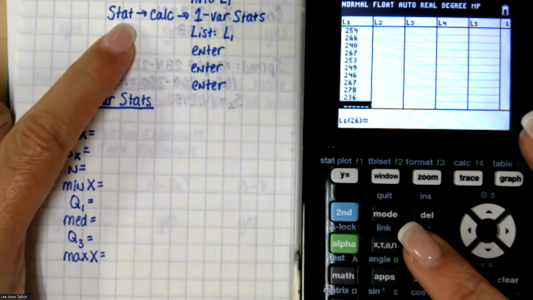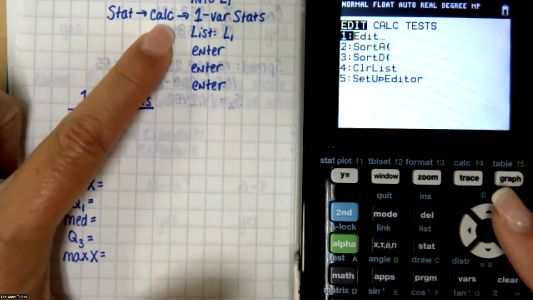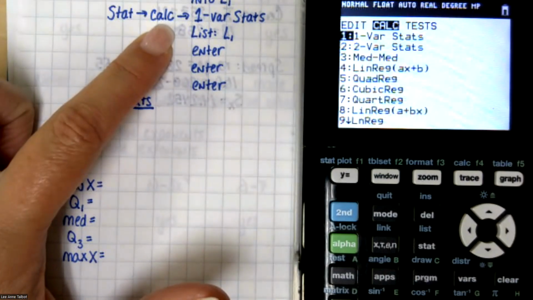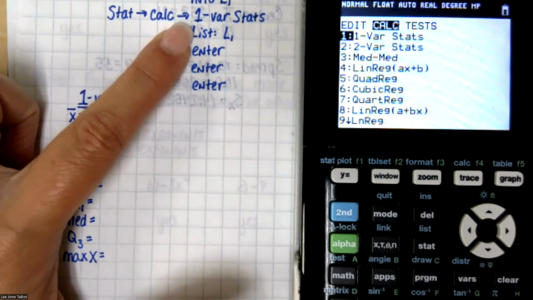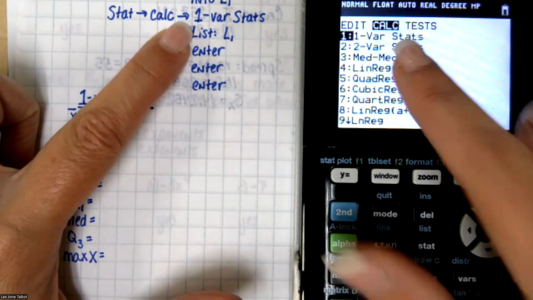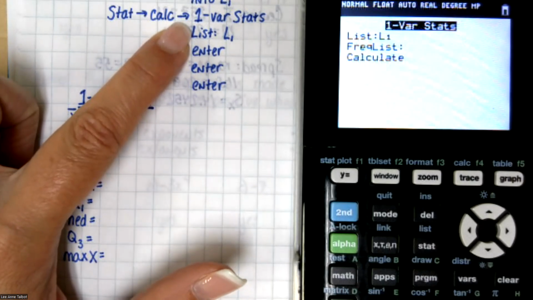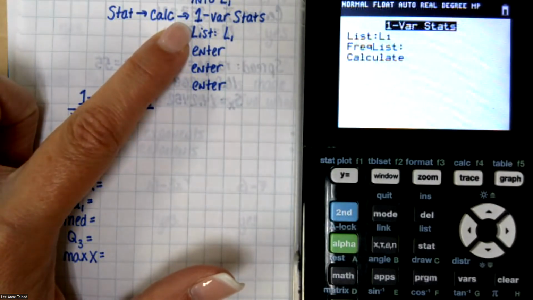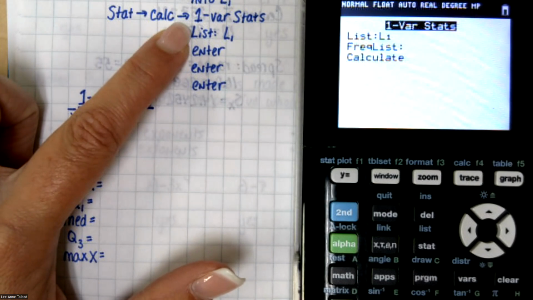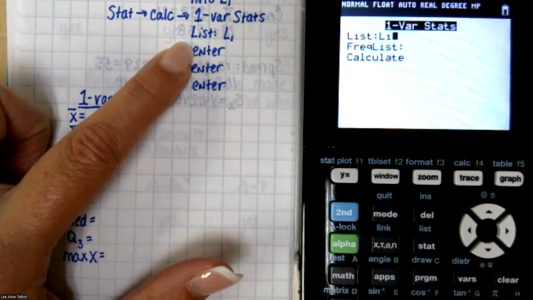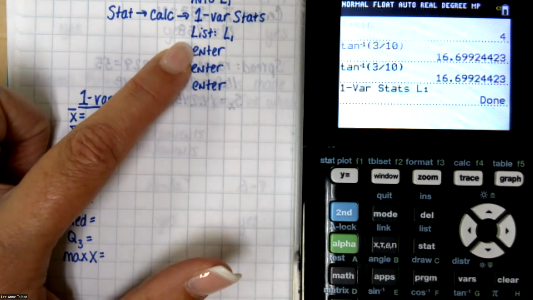So hit the stat button. Then calc is not a button, it's a menu. So you have to hit the arrow to the right to go to calc. And then one variable stats, that's the one right here at the top. So hit enter. And you want to make sure that your list says L1. If your list doesn't say L1, it's not going to do it right. Does anyone's list not say L1? Okay, then hit enter. Oh no, I deleted my L1. There you go. Enter, enter.